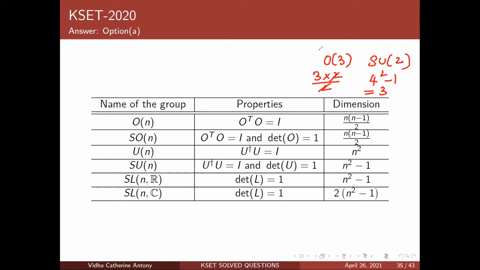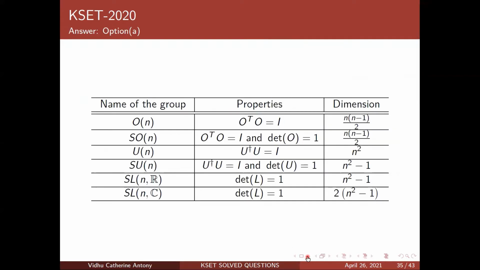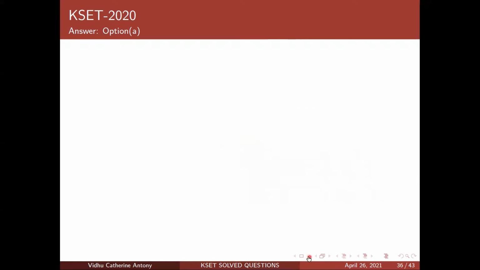So what is the option? It's option A, which is 3, 3. Okay, so that's pretty much it for this. So you don't have to get scared of another group theory question ever again.